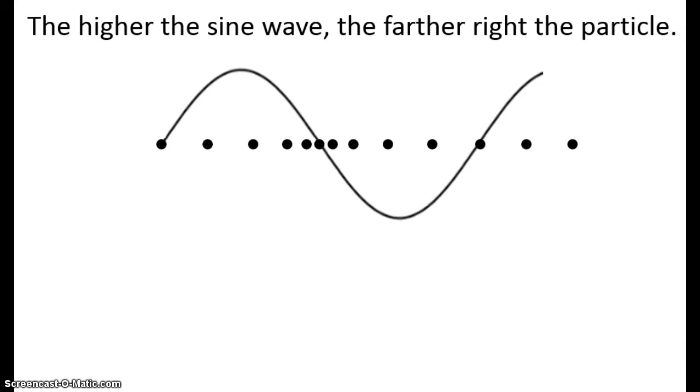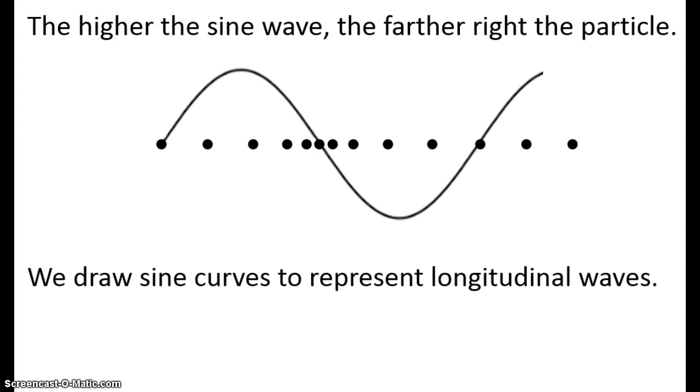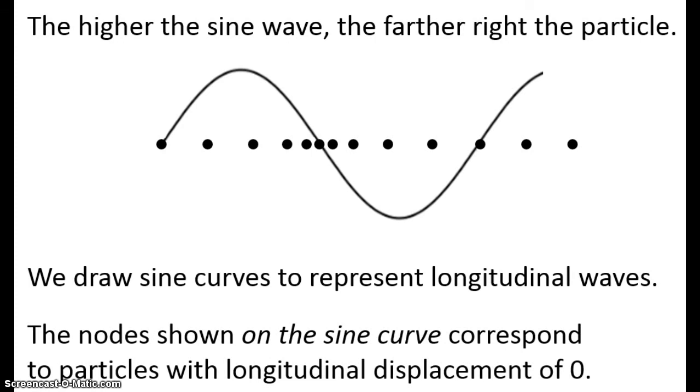So, what have we learned? We draw sine curves to represent longitudinal waves. Importantly, we've seen that the nodes shown on the sine curve, here's a node on the sine curve, here's a node on the sine curve, here's a node on the sine curve. Those nodes correspond to particles with zero longitudinal displacement. This particle I didn't move. This one I didn't move. And this one I didn't move left or right.